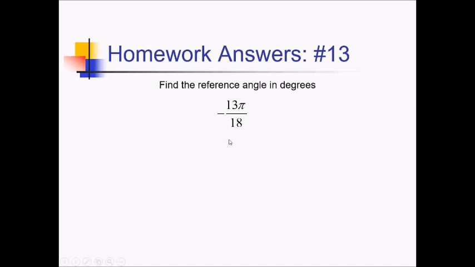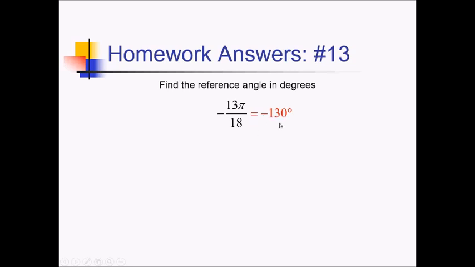For this problem, I'm looking for the reference angle on this. Let me first get this to be in degrees. I'll need to do it anyway. So if I multiply this by 180 over pi, 180 divided by 18 is 10, and we have negative 13 times 10 giving me negative 130 degrees. So that was just our first step to get degrees.